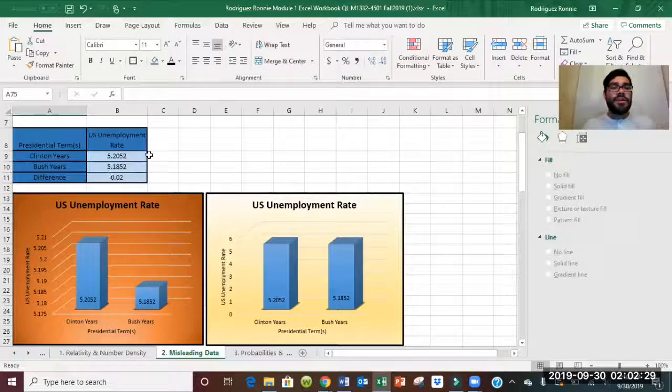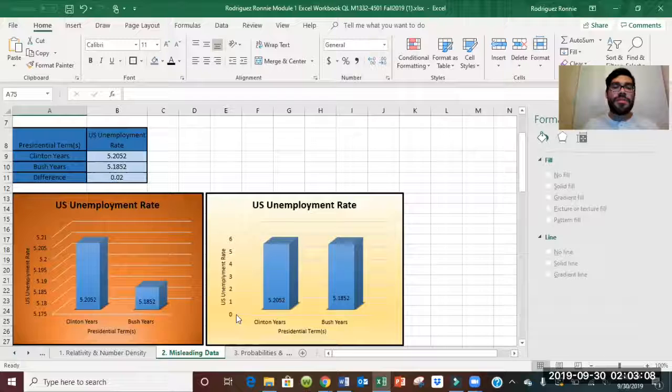And you can see here on the chart that 5.2052 is the unemployment rate for Clinton years and 5.1852 for Bush years, which is only a 0.02 difference between the two. The way that the information was given to us on the chart was starting out at 5.175, and it only goes up by intervals of 0.05. So you can see 5.175, 5.18, 5.185, 5.19, and doing that, giving it very small intervals going up, makes the graph look extremely different there.